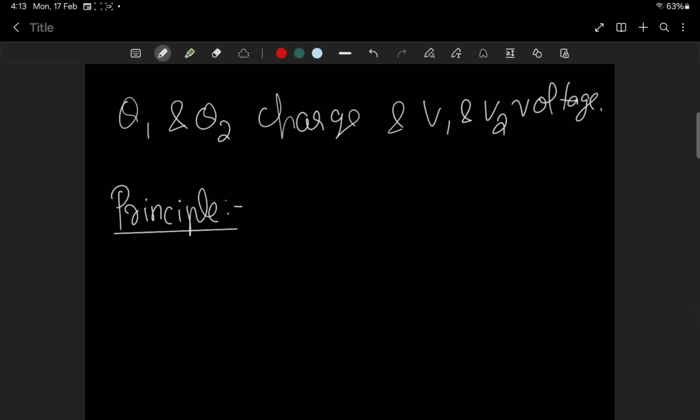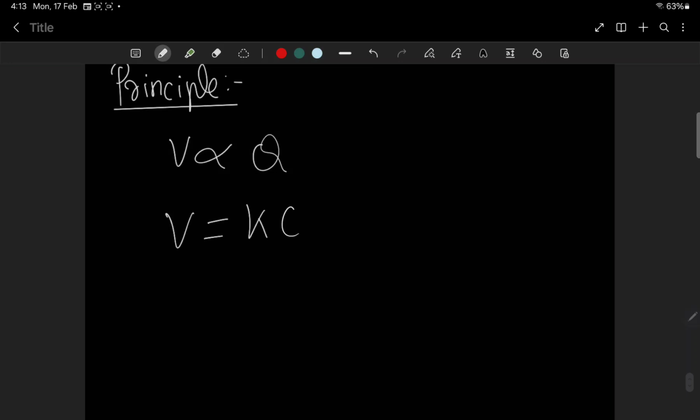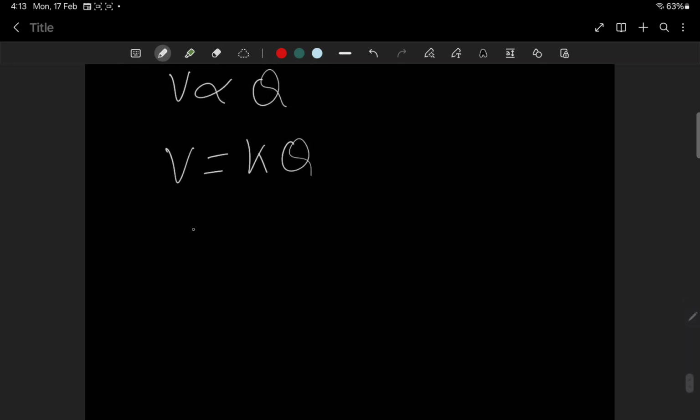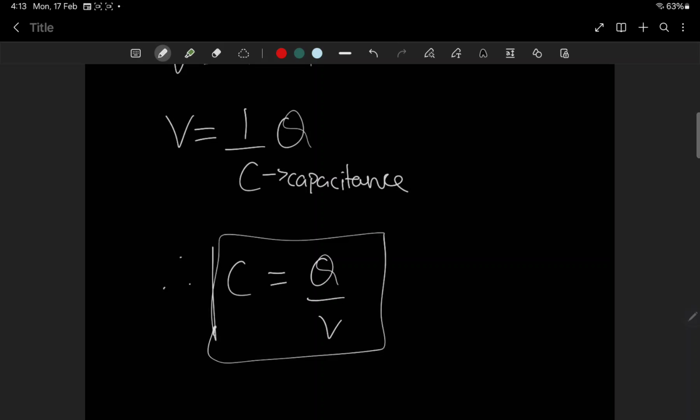The principle is that potential difference is directly proportional to charge. That's the principle behind capacitance. Capacitance tells us that the potential difference across a conductor is proportional to the charge on that conductor. Hence V is equal to KQ, where K is 1 by C. Therefore C is called capacitance. So C is equal to Q by V. This is the most important result of capacitance.